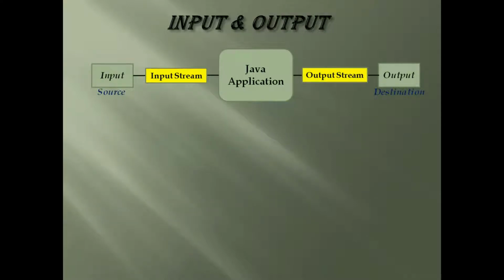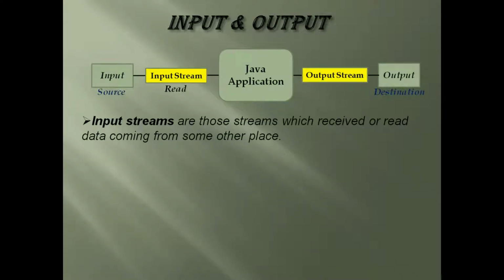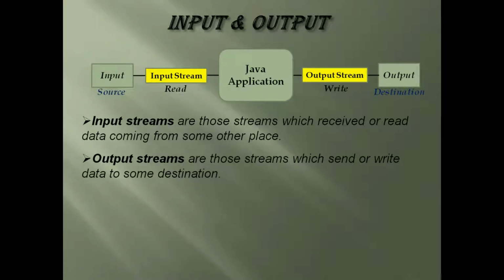What is input stream? Input streams are those streams which receive or read data coming from some source. And what is output stream? Output streams are those streams which send or write data to some destination. Now let's try to understand all those things in more detail.